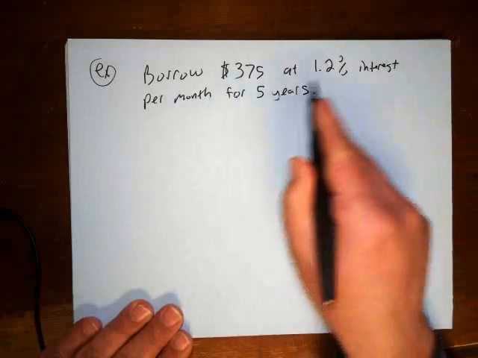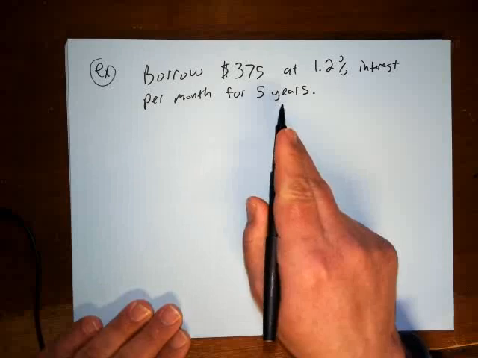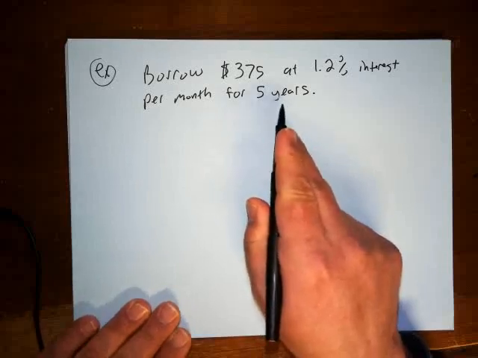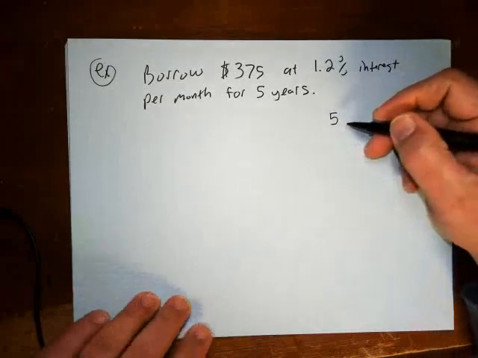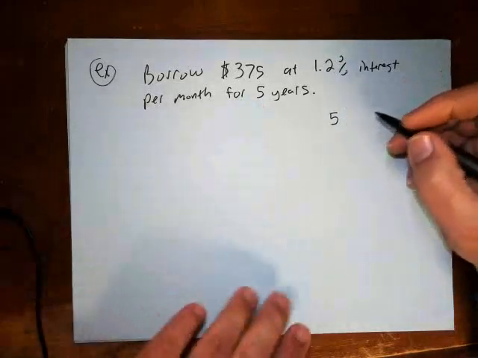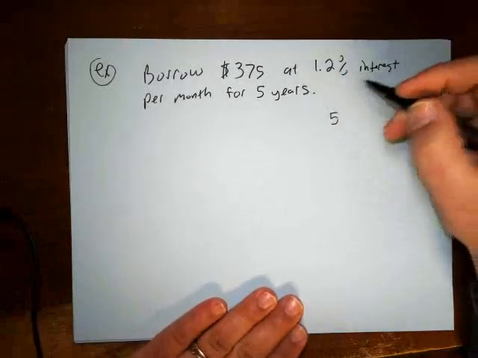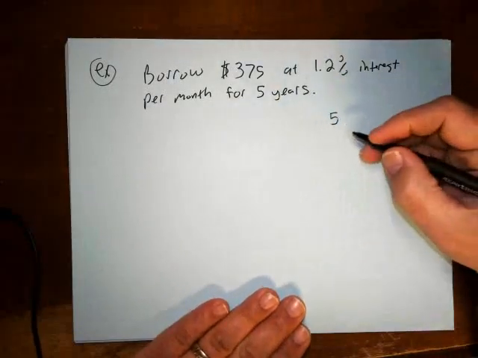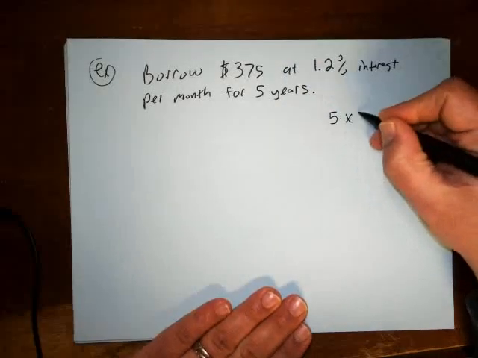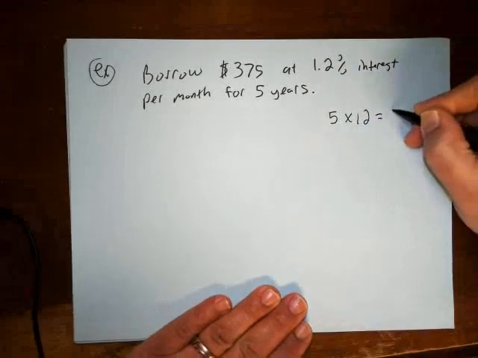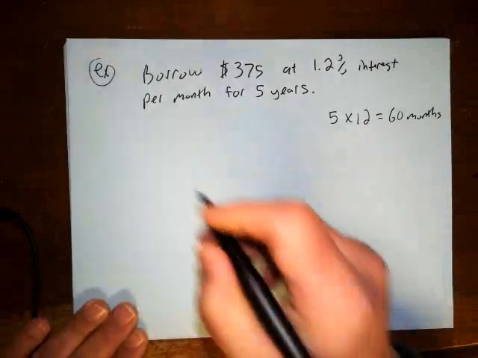Okay, so now it's a monthly interest rate per month, but this is the number of years, right? So I have to convert the years into months. I got to get the years to match the months. So 5 years into months. Each year has 12 months. And so that would be like 60 months. So 5 years is really 60 months.